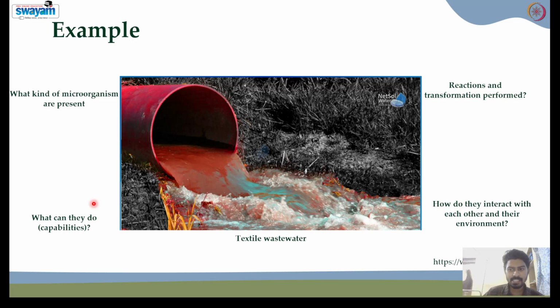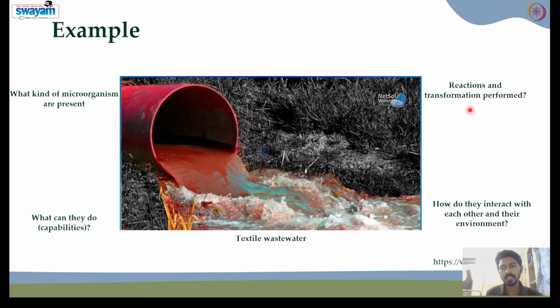So these specialized enzymes or proteins that they secrete are the answer to what they can do. And the third question is what kind of reactions or transformations they perform in order to convert this wastewater into clean water. If you are able to understand what kind of reactions these microorganisms undergo, or what kind of transformation of this toxic dye into non-toxic dye, if you are able to understand and answer these questions, then it will be easier to understand the microbial ecology.